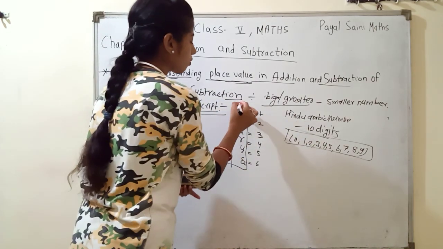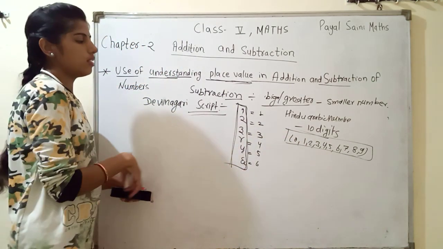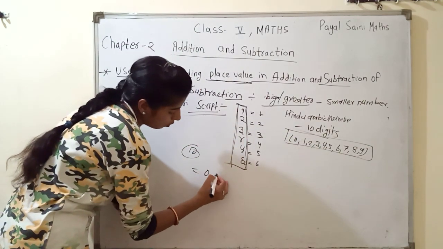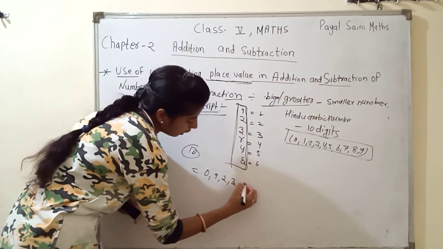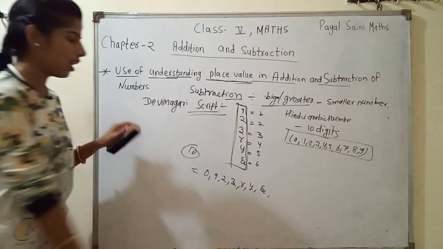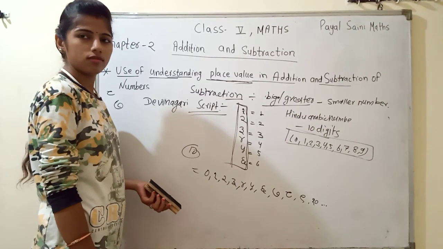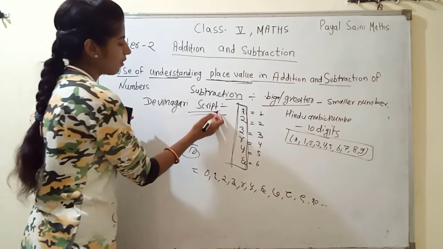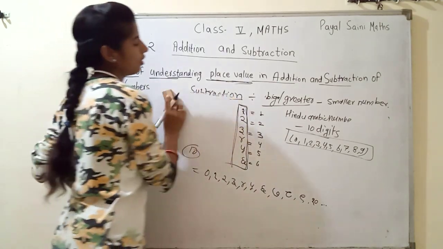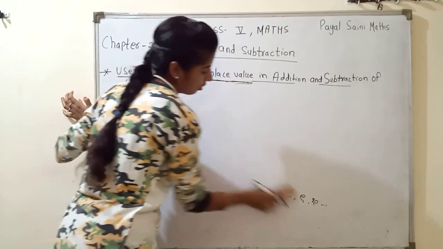Like that, in Devanagari script there are also 10 digits, starting from 0, 1, 2, 3, 4, 5, 6, 7, 8, 9. Now in Devanagari script the total is 10 digits and infinite numbers. Now we start Devanagari mathematics, addition and subtraction of Devanagari numbers.